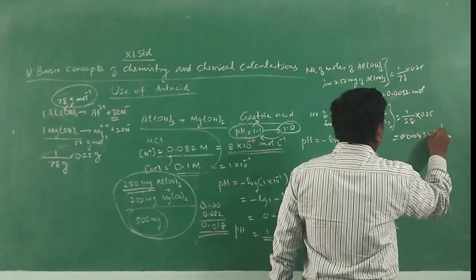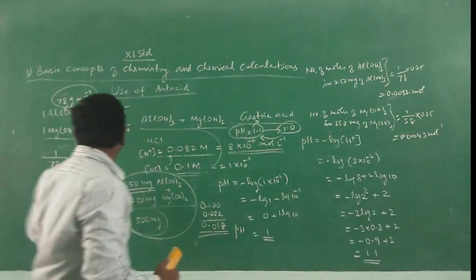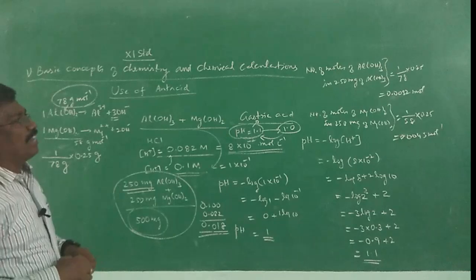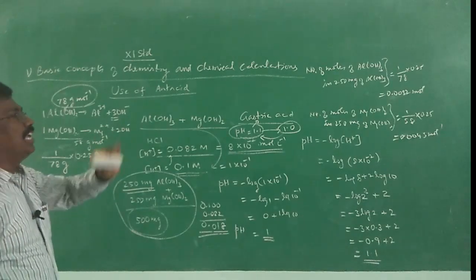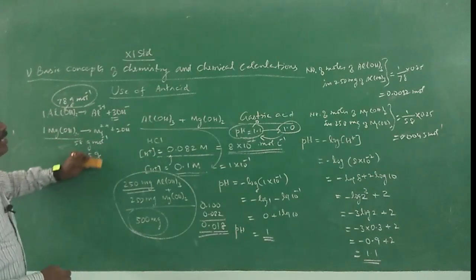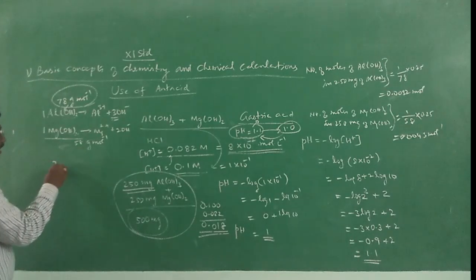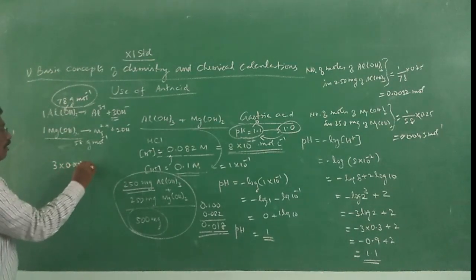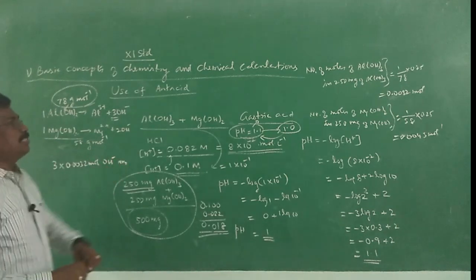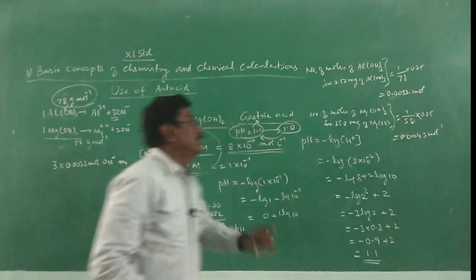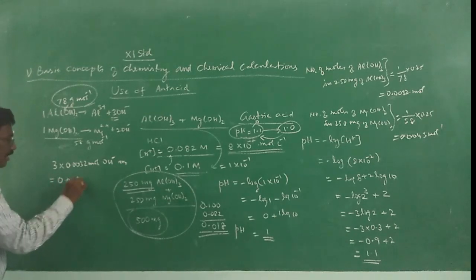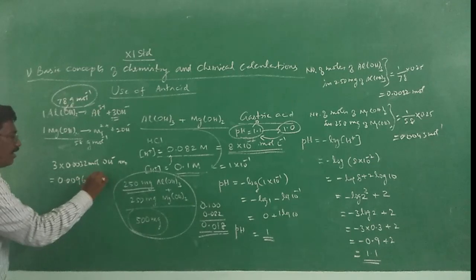0.0043 mole. Now, 1 mole of aluminum hydroxide furnishes 3 moles of hydroxide ions. Now, that many, that is 0.0032 mole, will furnish how many moles of hydroxide ions? 1 mole furnishes 3 moles. Therefore, 0.0032 mole will furnish 3 into 0.0032 mole of hydroxide ions. These many hydroxide ions are available from these many moles of aluminum hydroxide. I multiplied it by 3. Therefore, it becomes 0.0096 moles of hydroxide ions.